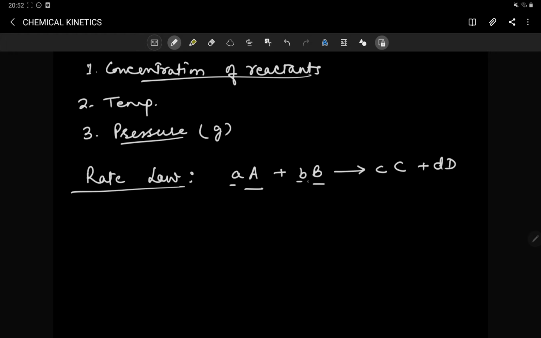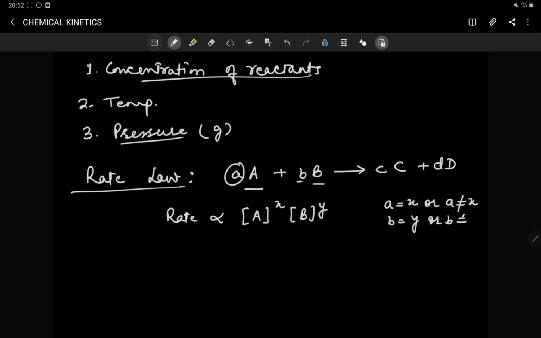Now it is not necessary that all the stoichiometric coefficients indicated in the balanced chemical equation are affecting the rate of reaction. It may be something else which is actually affecting the rate of reaction, right? So in terms of those coefficients we express the rate law. So what is the rate law? How do we express it? Rate is directly proportional to [A] raised to power x into [B] raised to power y. Here a may be equal to x, or it may not be equal to x. Similarly, b may be equal to y or may not be equal to y.